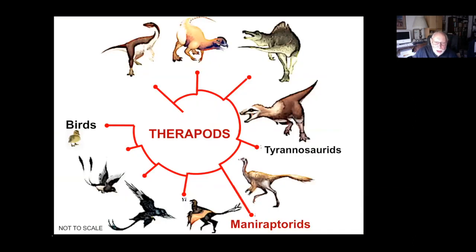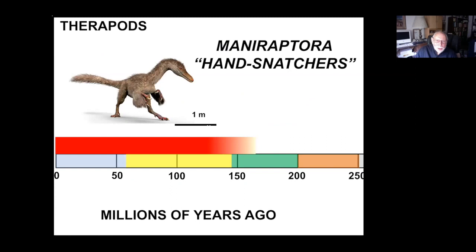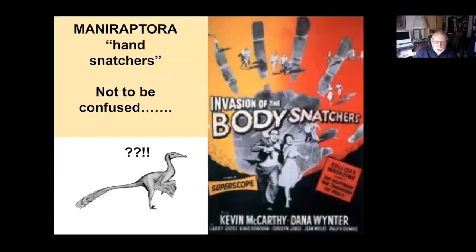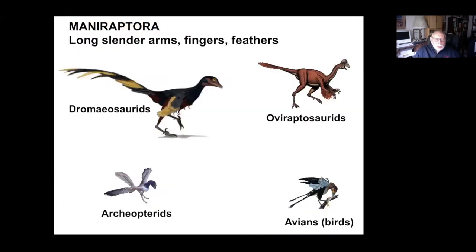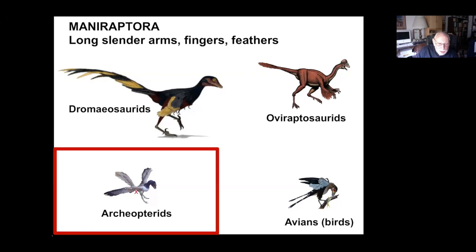The theropods have a family history that is fairly well put together. And the group I want to focus on here are the Maniraptor. And the Maniraptor, the name means hand snatcher. And that's not to be confused with other kinds of snatchers. But the Maniraptor have characteristically long, slender arms, fingers or claws, and feathers. And there are four groups: the dromaeosaurids, the oviraptorosaurids, the archaeopterids, and the avians, the birds. We're going to look first at the archaeopterids.